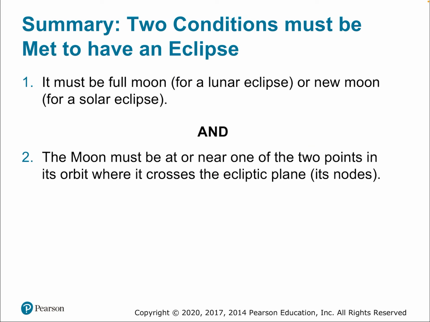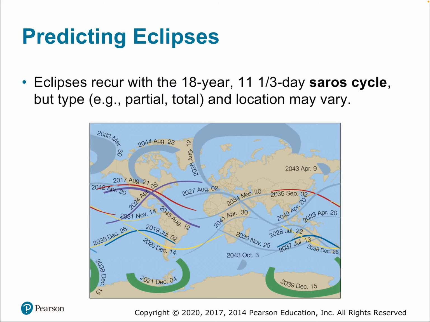So, in summary, it must be a full moon for a lunar eclipse or a new moon for a solar eclipse. And, because that's not enough, the moon must be at or near one of the 2 points in its orbit where it crosses the ecliptic plane, points known as nodes, right? All right, so people will track this. They'll take into account the elliptical orbits of Earth and the Moon. They'll take into account all these slight variations, okay? And they'll come up with predictions of when eclipses will occur, which are very, very accurate.